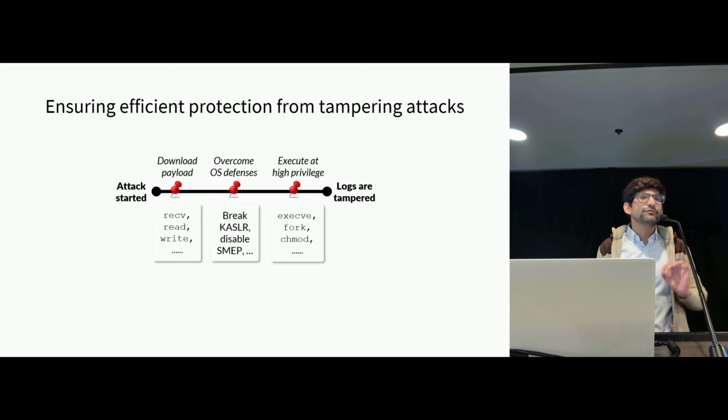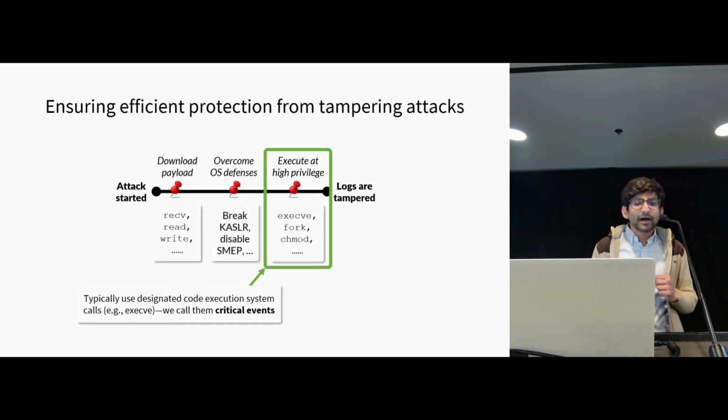So what we can see from this attack is that until the point when an attacker is able to execute their code at high privilege, logs are actually safe on that particular machine. And it turns out that several studies have shown that real-world exploits and proof of concepts typically use designated code execution system calls like execve or fork to actually execute their malicious code at high privilege. We call these system calls critical events on a machine.